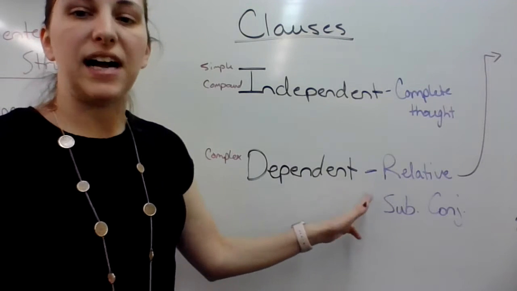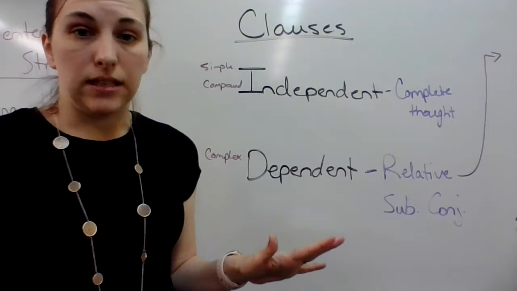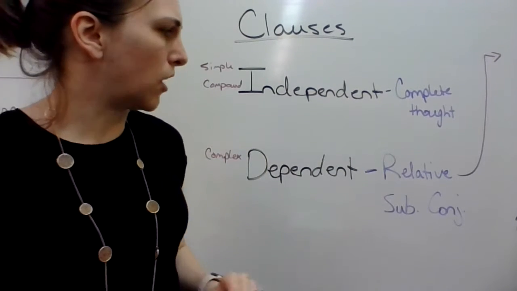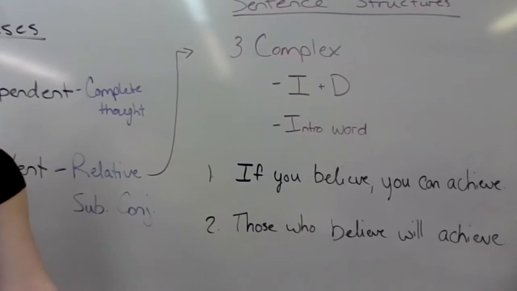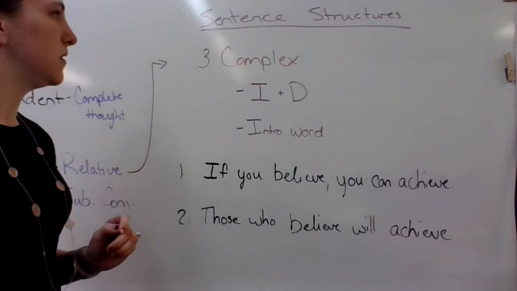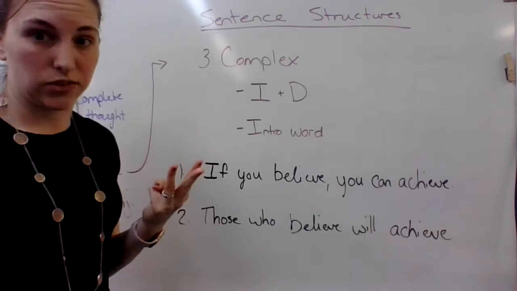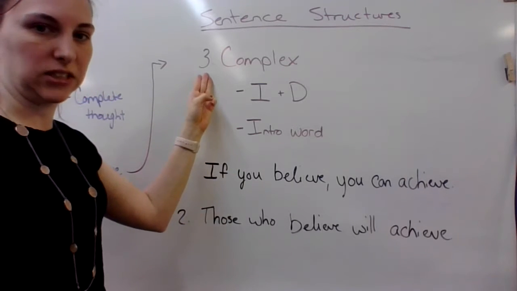If you can find these introductory words, complex sentences can be the easiest one, really. Almost easier than simple sentences. So we're moving to focusing on the sentence structures. I have a number 3 here because this is the third sentence structure. Simple is the first one, compound is the second one, and complex is the third one.